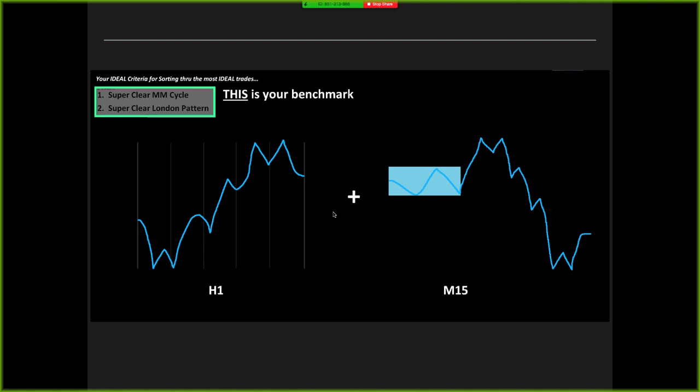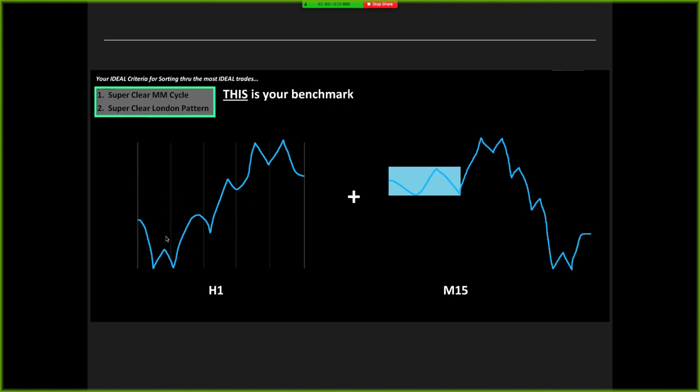You want to be able to see a super clear market maker cycle on the H1. Okay, so this is the H1 cycle, broken down the week: Monday, Tuesday, Wednesday, Thursday, Friday. Now, obviously, it's not always going to look like this. It's not going to start on Monday and end on Friday so perfectly, and give you these levels like this. That would be way too easy. But you've got to understand that the cycle can start midweek, it can start at the end of the week, it can start anywhere, right?